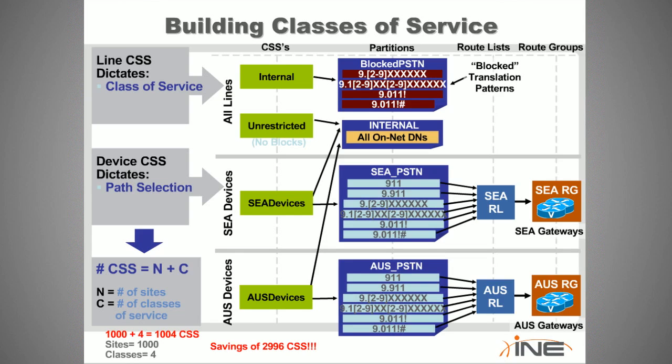Hey, so quick question on this. You just got the internal CSS that obviously has all the block partitions. So if I had a local CSS, I would just have block partitions for everything except local, calling, long distance, and international. Is that correct?